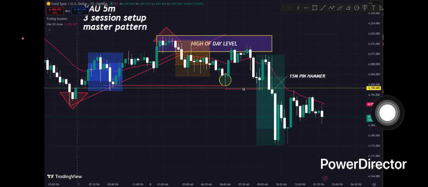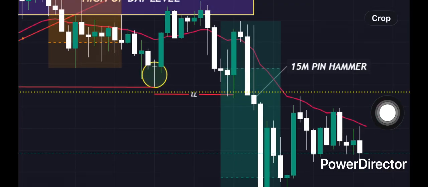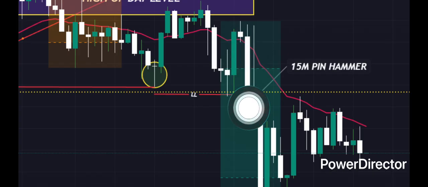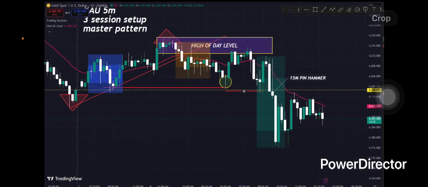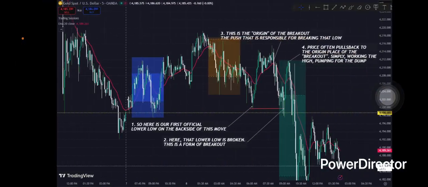On the 15 minute, it's the same thing. As soon as we break the body of this big bearish candle, we could get in this market, right? Or when this 15 minute pin hammer closes, you can just get in the market, right? You don't have to worry about being super precise with your entries. Sometimes it's more important to just get in, all right?